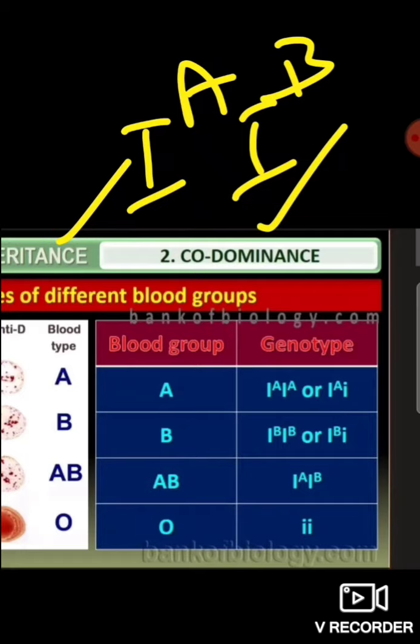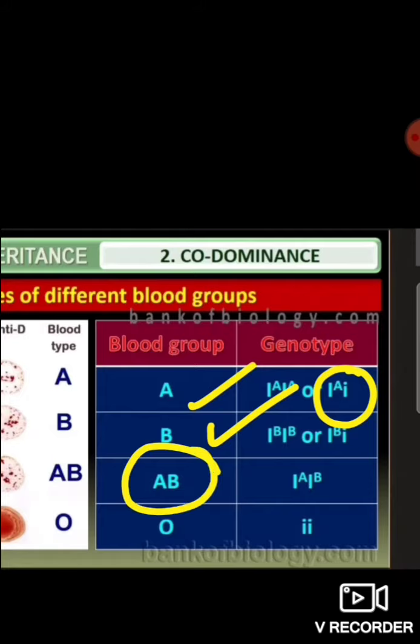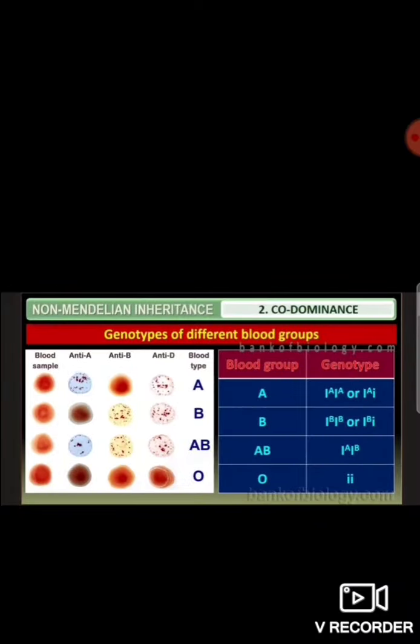Okay, both alleles are dominant, and that is why both the alleles will express. That is why blood group AB will express. Only if it is IA, since it is dominant, A will express. Only if it is B, only blood group B will express. But in blood group AB, why will both A and B express? Because both the A allele and B allele are dominant. That is why we call it codominance.